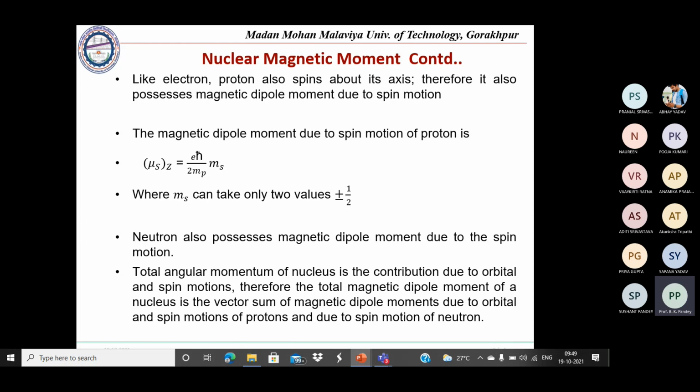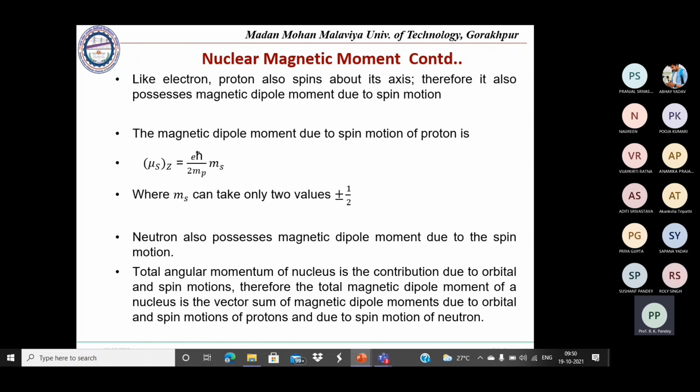Therefore, the total magnetic dipole moment of a nucleus is the vector sum of the magnetic dipole moment due to the orbital and spin motions of the proton and due to the spin motions of the neutron. Actually, we have to consider both here, because there is not only a single particle, but the neutron is also there. The only difference between the neutron and proton is that the neutron has no charge at all. That's why the orbital part is lacking there. Only the spin contribution of the neutron is there.